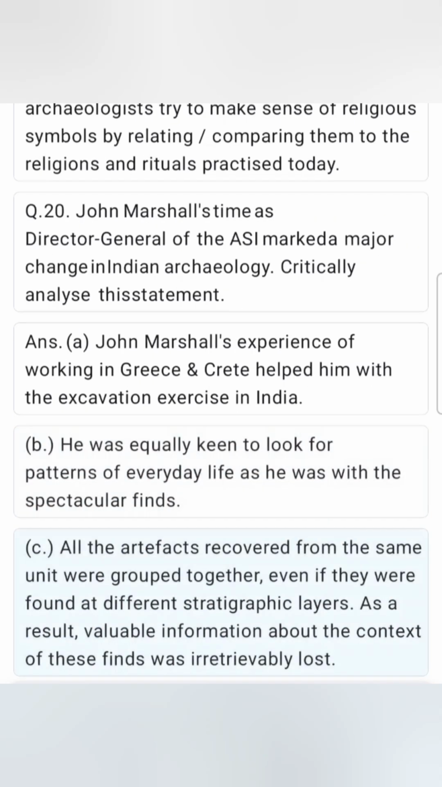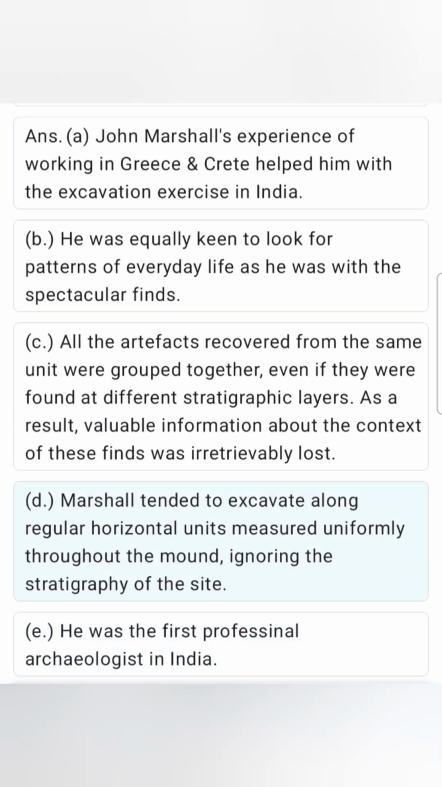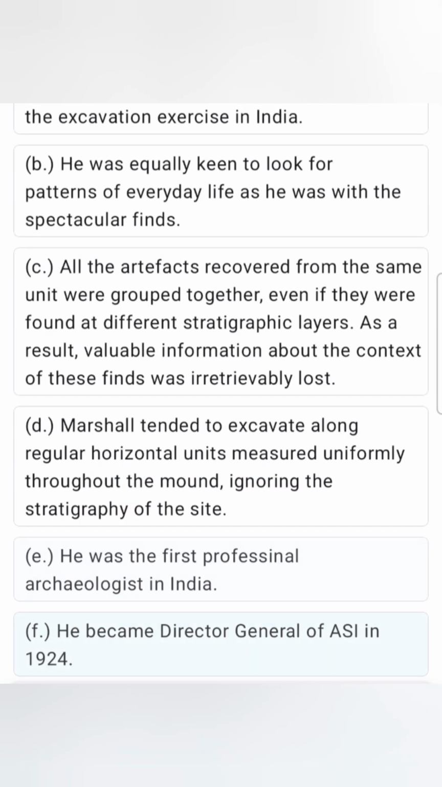C. All the artifacts recovered from the same unit were grouped together, even if they were found at different stratigraphic layers. As a result, valuable information about the context of these finds was irretrievably lost. D. Marshall tended to excavate along regular horizontal units measured uniformly throughout the mound, ignoring the stratigraphy of the site. E. He was the first professional archaeologist in India. F. He became Director General of ASI in 1924.